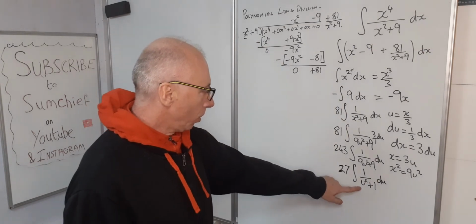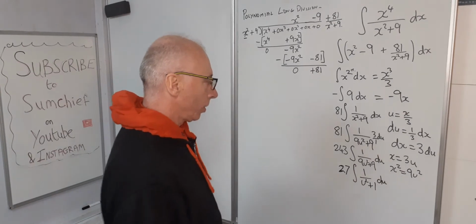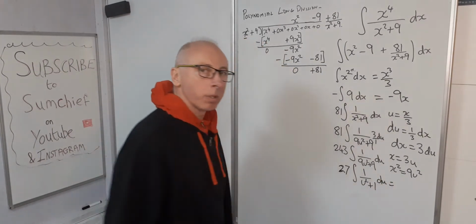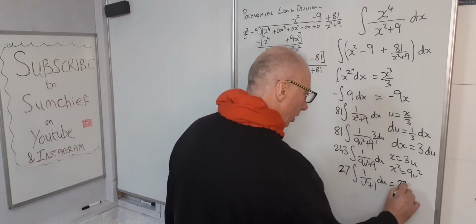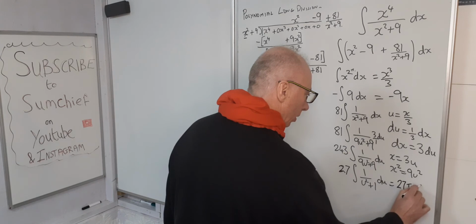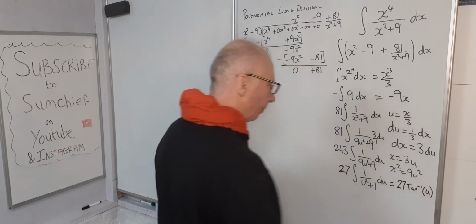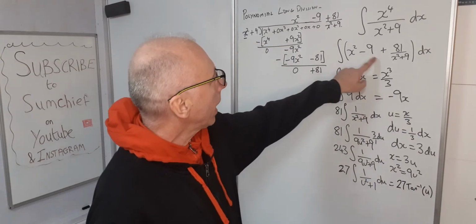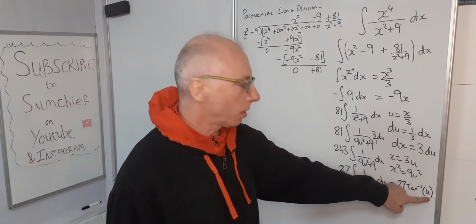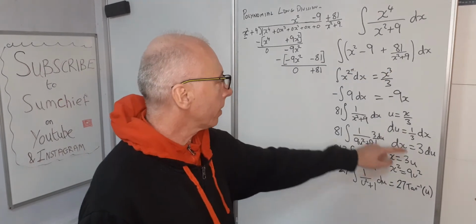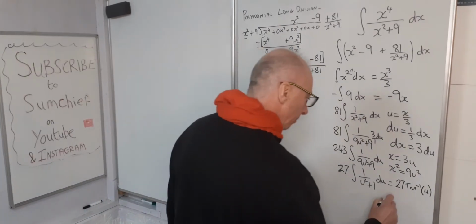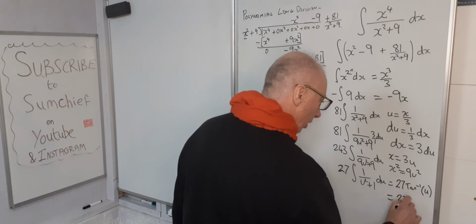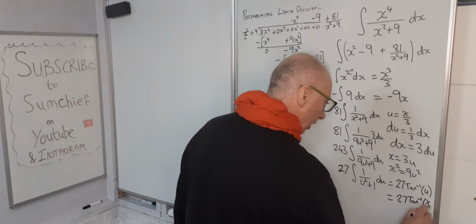And as we all know, this is the inverse tangent. So just integrating with respect to u, we get 27 inverse tangent of u. But we want to be in the x world, so now we need to bring this back as an x. So what we know is that u is x over 3. So we can put that in there. That equals 27 inverse tangent x over 3.